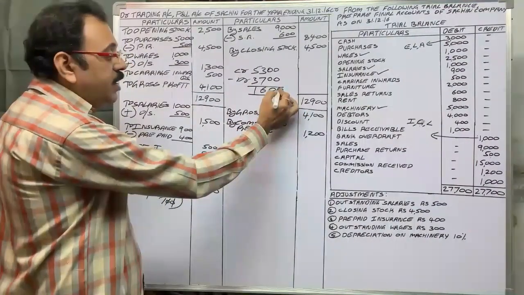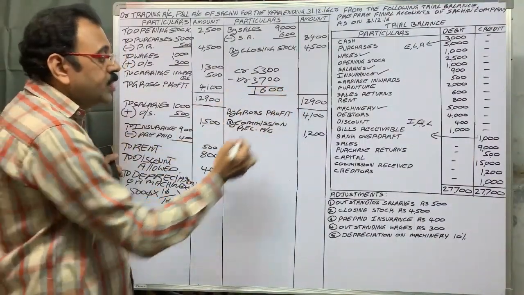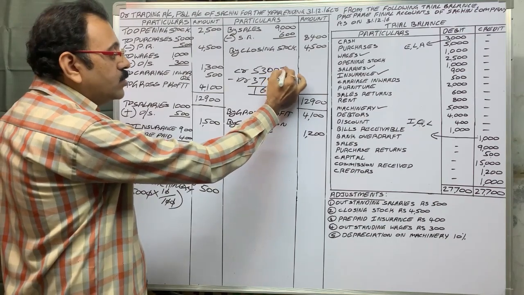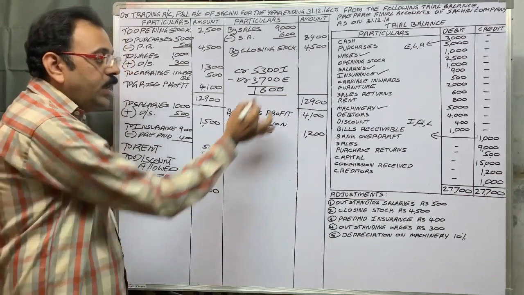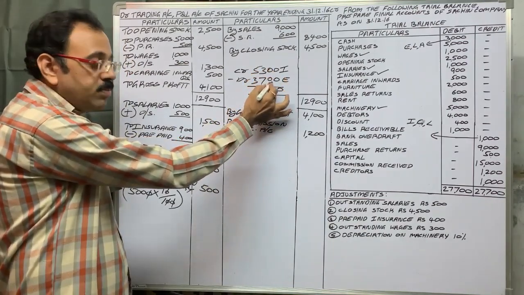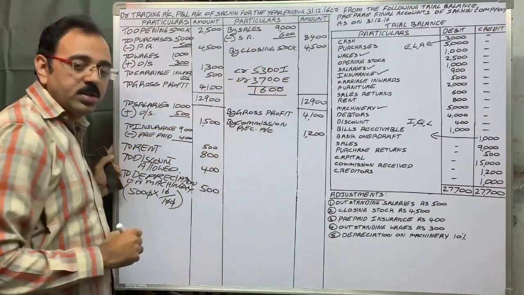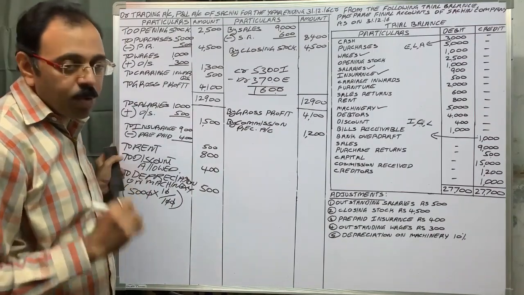This 1600 is profit or loss. Credit side we wrote incomes. Debit side expenses. Income is more than the expenditure. Therefore, the answer is profit. This profit is known as net profit.